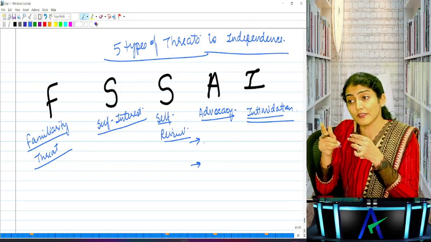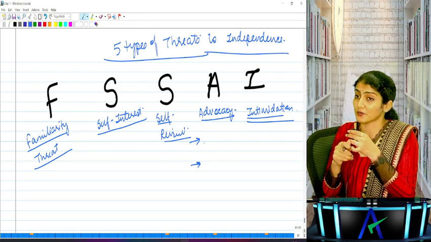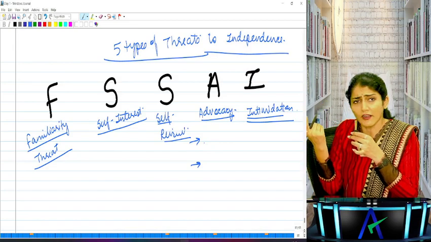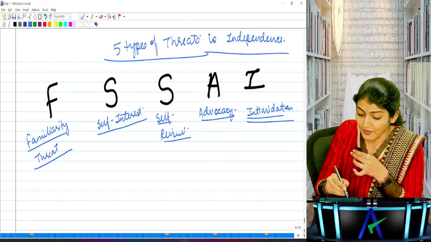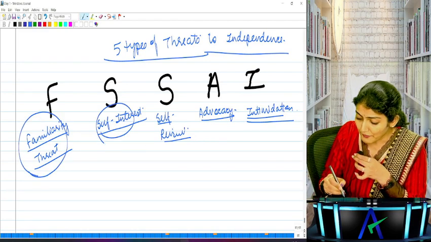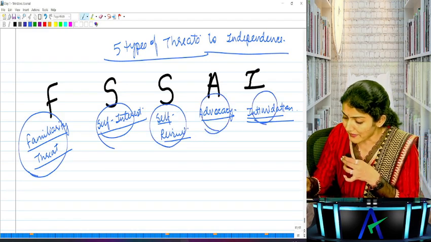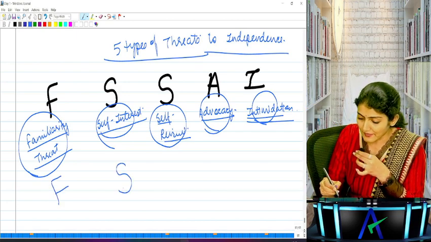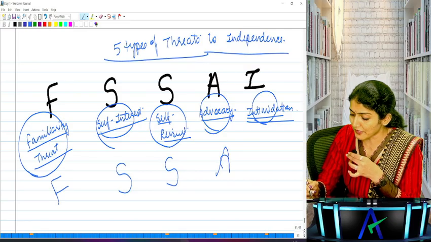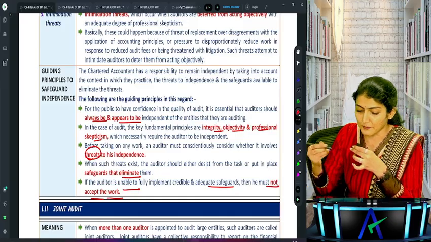The client tells the CA, I will file a litigation against you, I will file a case against you. Again, you say, no worries, I will still do the audit as required. So what is that? These are the 5 types of threats to the independence of the auditor. What are the 5 types? Familiarity threat, self-interest threat, self-review threat, advocacy threat, and the intimidation threat.